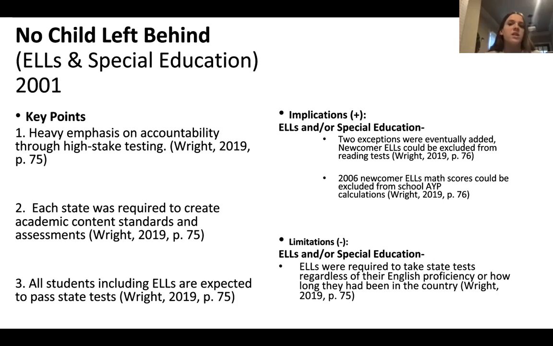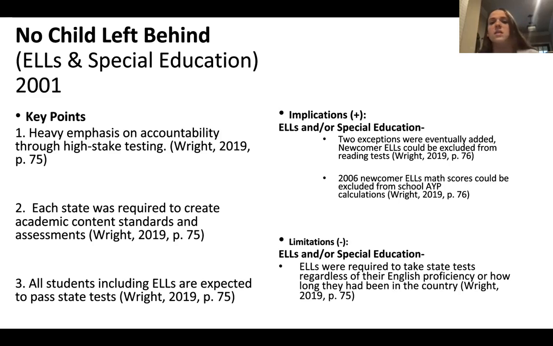The No Child Left Behind Act was for ELLs and special education. It was passed in 2001. Some of the key points are it has a heavy emphasis on accountability through high-stakes testing. Each state was required to create academic content standards and assessments, and all students, including ELLs, are expected to pass state tests.